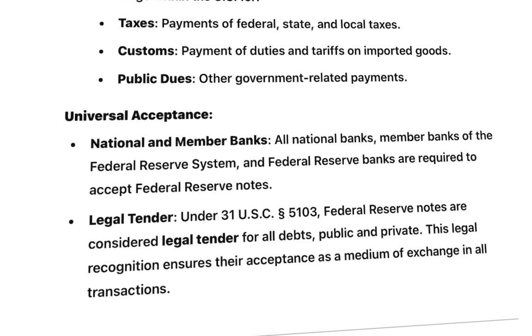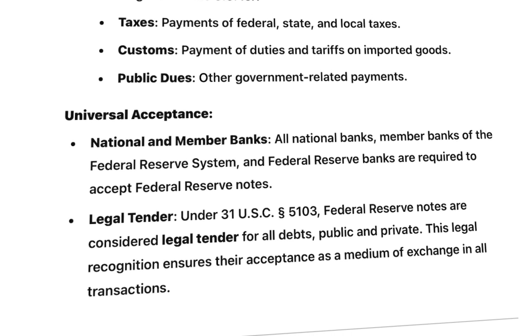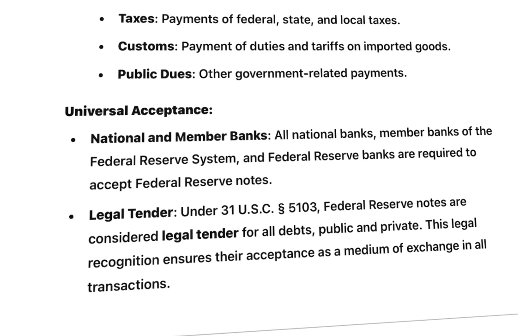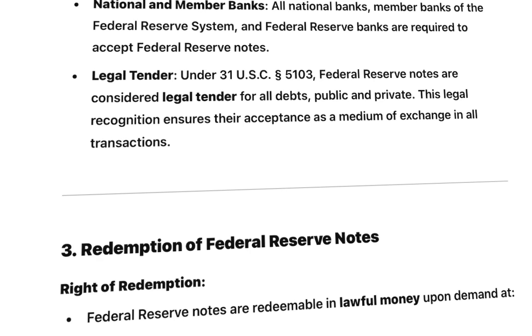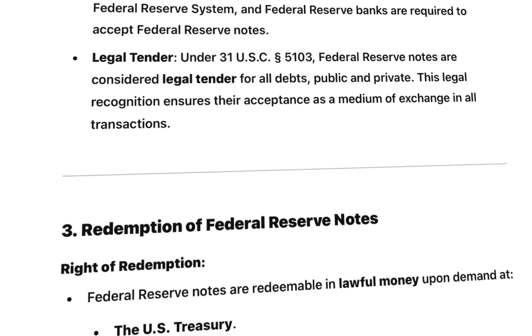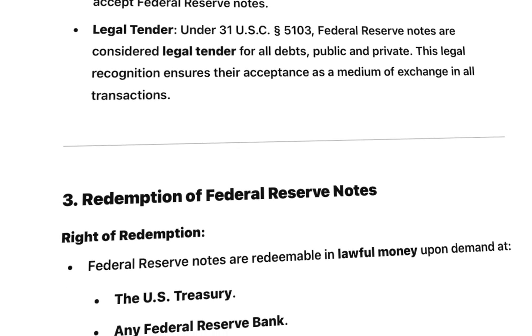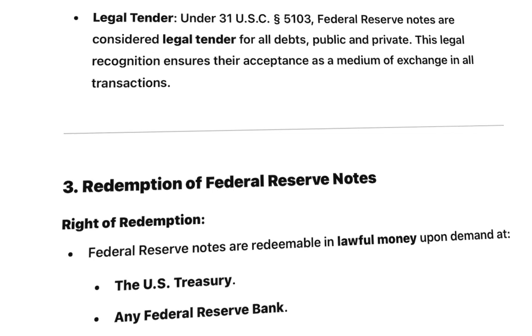Universal acceptance. National and member banks. All national banks, member banks of the Federal Reserve System, and Federal Reserve Banks are required to accept Federal Reserve notes. Legal tender. Under 31 U.S.C. Section 5103, Federal Reserve notes are considered legal tender for all debts, public and private. This legal recognition ensures their acceptance as a medium of exchange in all transactions.